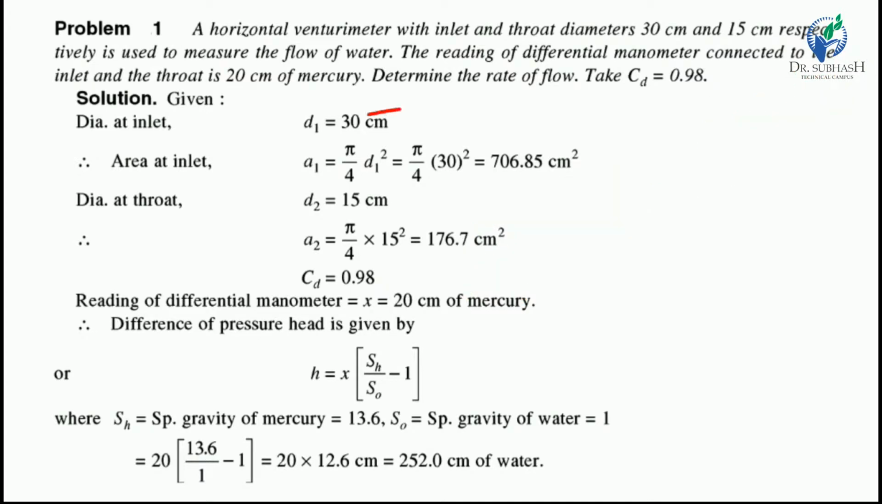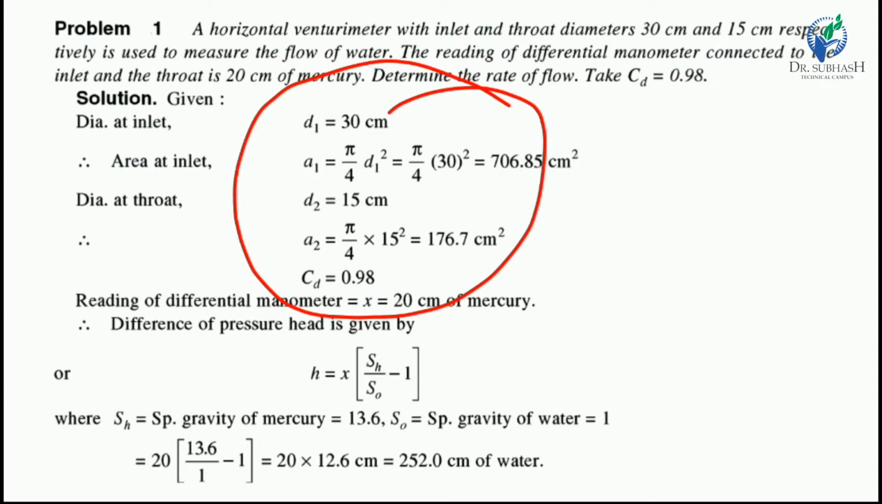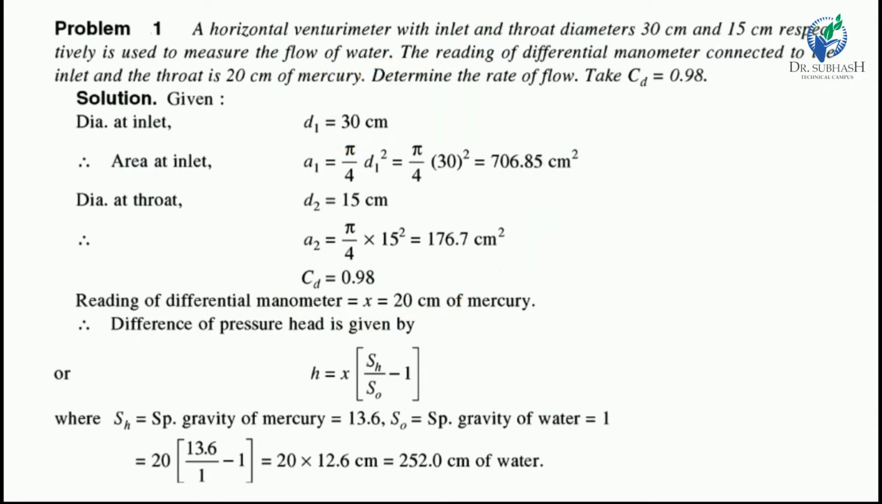Now determine the rate of flow. Take the coefficient of discharge for the venturimeter as 0.98. So we write the data which are given. D1 means the diameter at section 1, 30 centimeter. The area we can find from the diameter at section 1. D2 is the diameter at section 2, and A2 means the area at section 2. We find A2 since D2 is given. Now Cd is given.